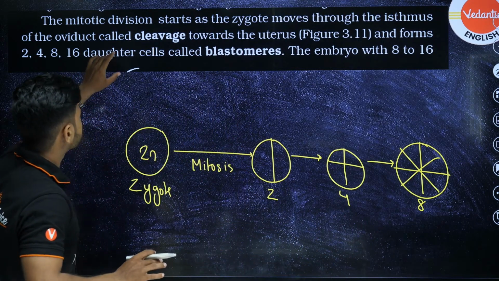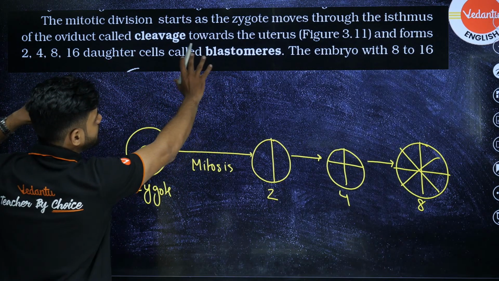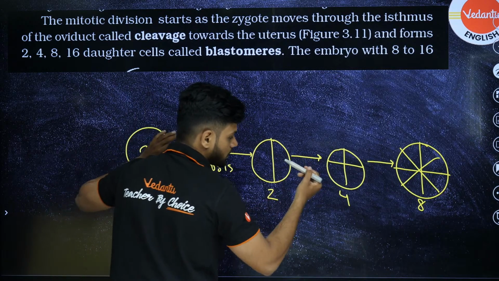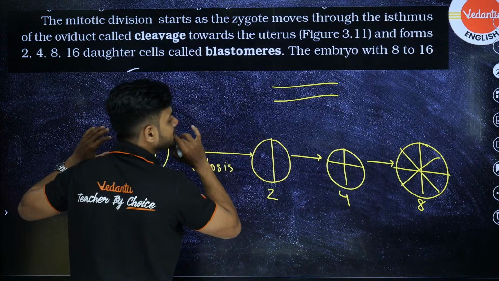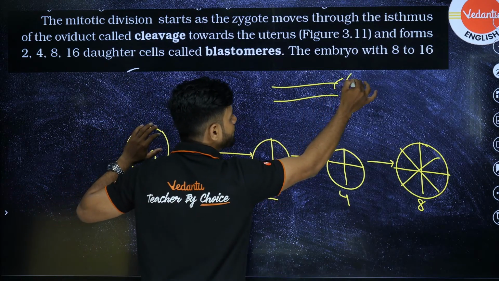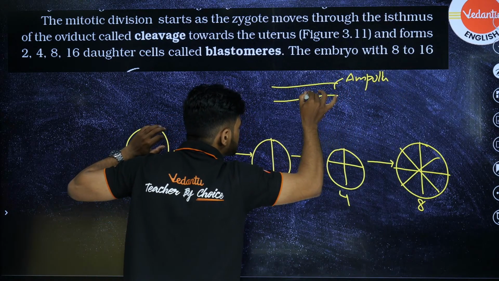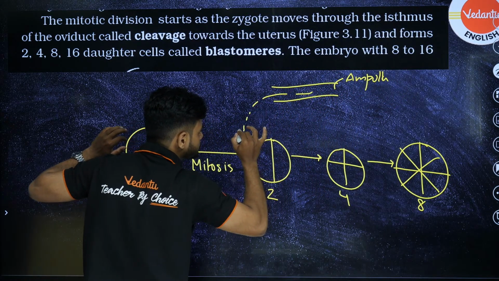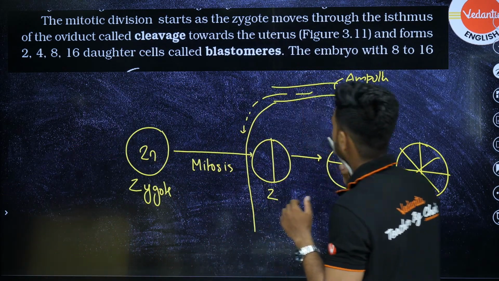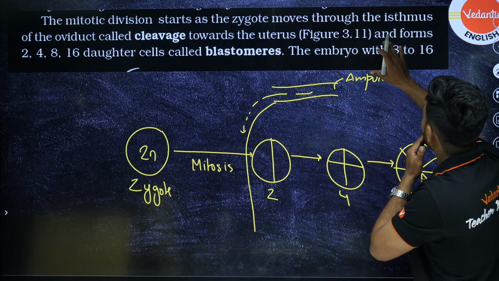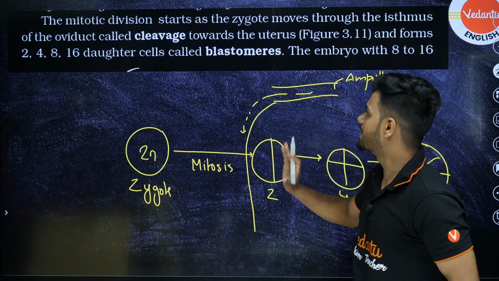See here, it moves through the isthmus of the oviduct, undergoing cleavage, towards the uterus. If you remember, in the fallopian tube the fertilization happens in the ampulla region. Now the zygote is moving towards the uterus, and forms 2, 4, 8 daughter cells called blastomeres.